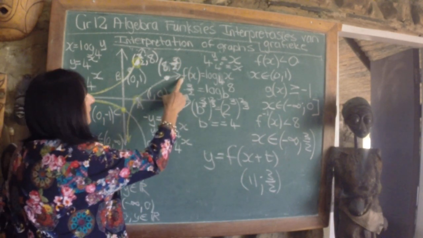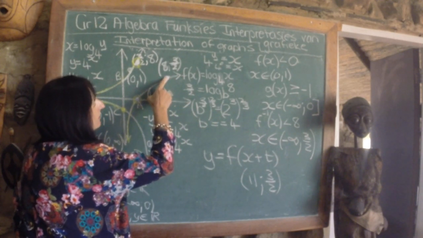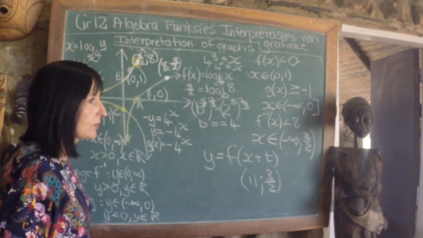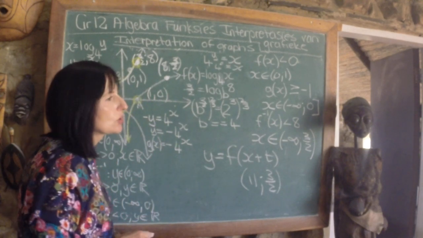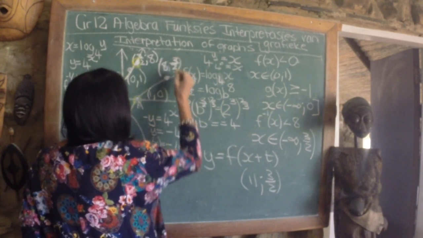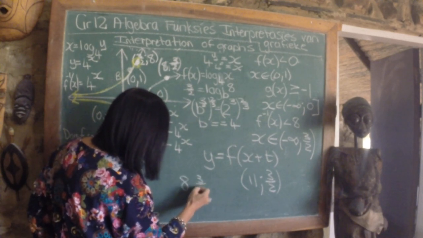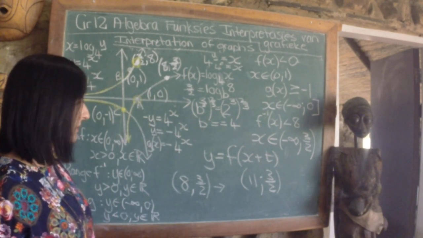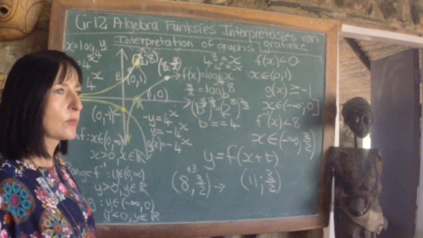Wat het met hierdie funksie gebeur, fx? As hy nou in steede van deur 8, 3, 2 gaan, gaan hy nou deur 11, 3, 2. Met ander woorde, it moved 3 units to my right hand side, isn't that? From the coordinate 8, 1.5, to 11, 1.5. What happened? I've added 3 units on my x-axis.